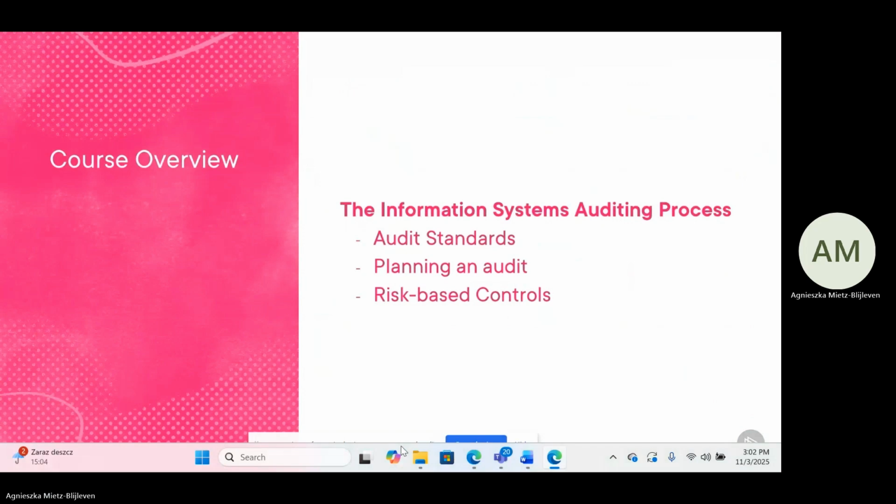There are three important areas that are covered in this course. We will start with reviewing audit standards and the various types of audits and assessments we may conduct. Then, we will learn how to plan an audit, scheduling, and with a focus on risk-based auditing.